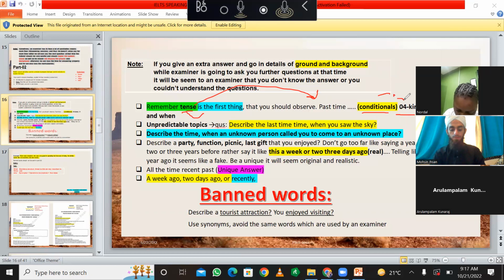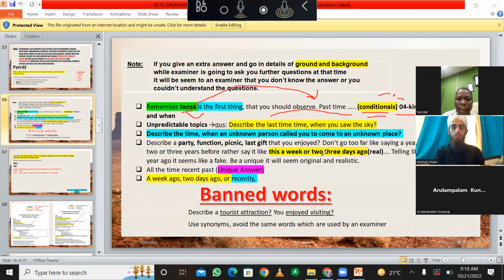Yes. Do you have any doubt about conditionals and tenses? Konaraj, do you know conditionals? With past and conditions, if like that, I don't know.